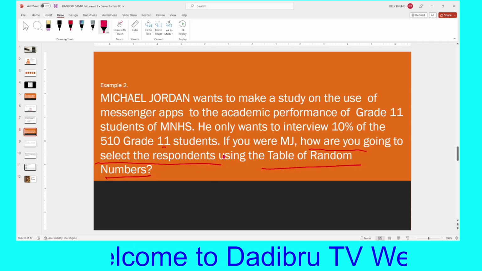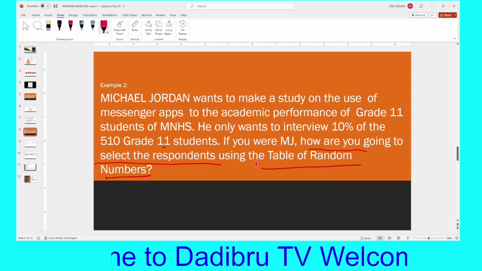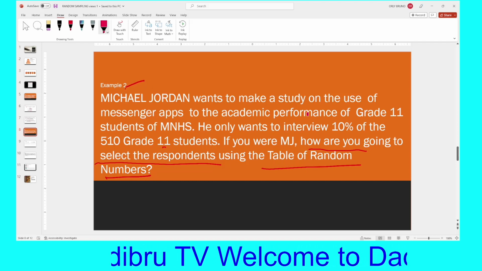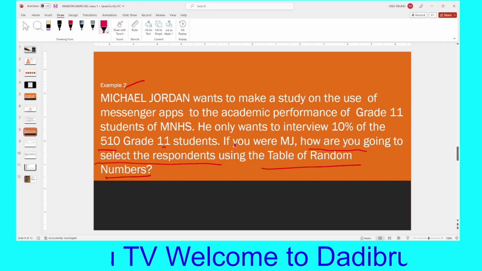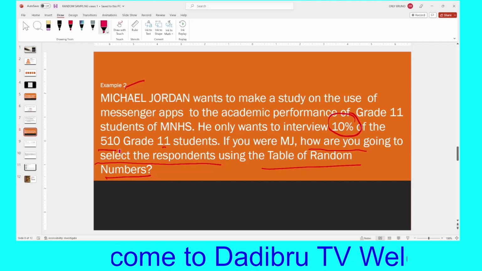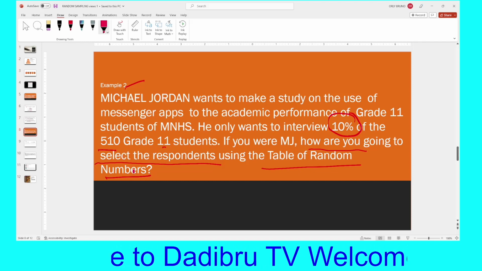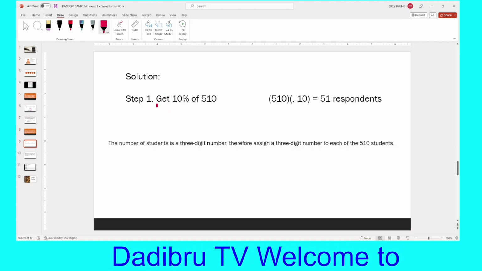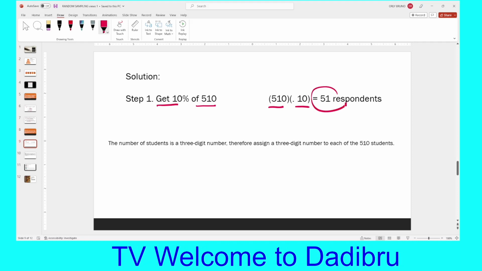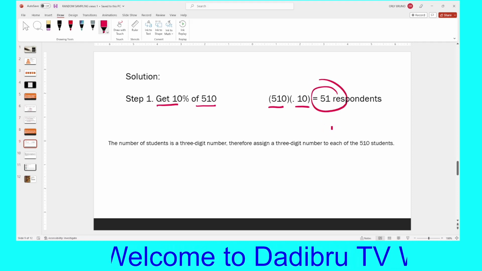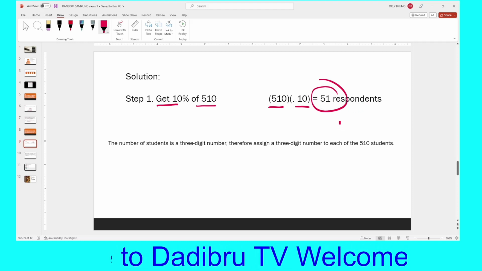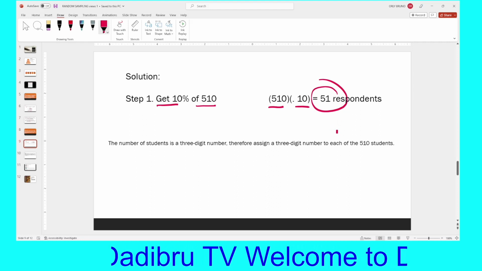So in our previous slides, I already presented you an example of a table of random numbers, guys, right? Now, so for this example 2, from a population of 510, let's choose our sample. Okay, so it says here that we need only a 10% from the population of 510. So what's the step? Just simply get 10% of 510, and that is 510 times 0.10, equal now to 51. So therefore, out of 510, our respondents is 51, and that is our sample. Now, using the simple random numbers.